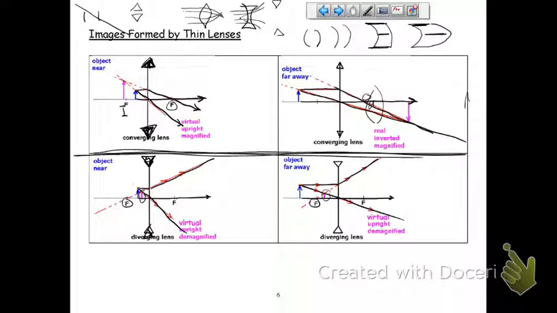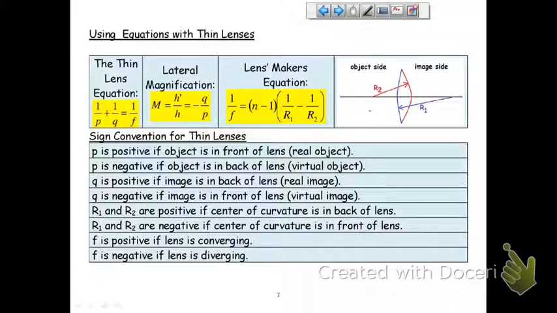So we're back, and we did a diagram, which is basically this diagram here. So now let's go through, and again for the mathematics, this is the mathematics we're interested in. Same equations: 1 over p plus 1 over q equals 1 over f, and m is equal to minus q over p. And now we have a little bit of a different sign convention.